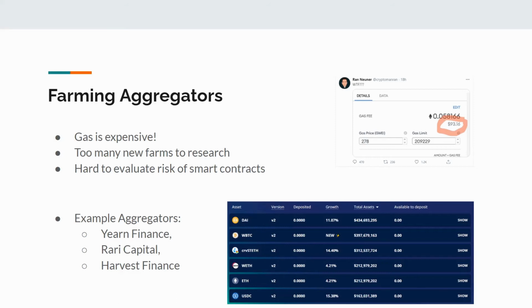These new products come out all the time, so it's very hard to evaluate the risk and also what kind of products you actually trust. So the most famous aggregator is Yearn Finance. This is a screenshot on the right, and essentially what they do is you choose an asset, for example Ethereum or USDC. You deposit USDC to their platform, and then they will take your money and invest it for you. They usually charge a performance fee.